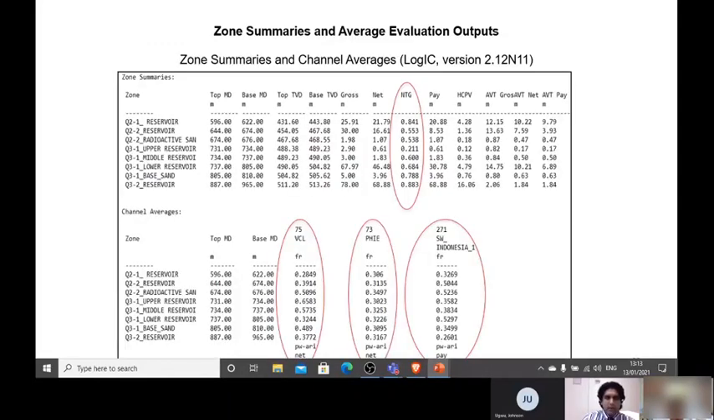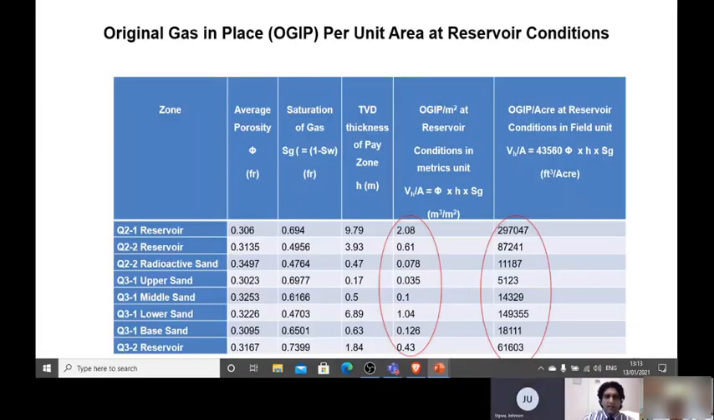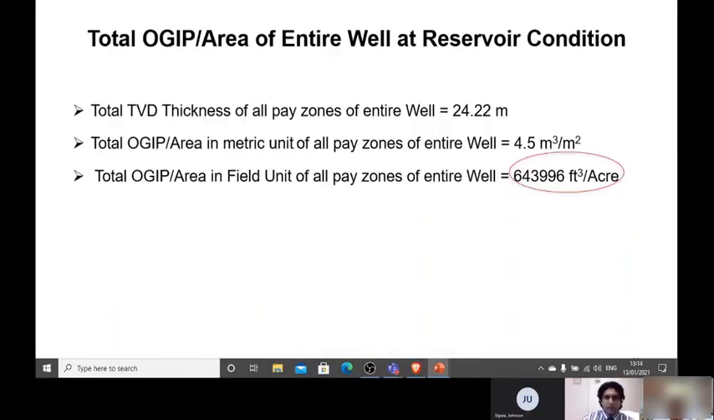Results. Following are the average evaluation outputs of net to gross ratio, volume of clay, effective porosity, and saturation of water per each zone as given in the figure below. Then the average original gas in place per unit area in metric and field unit system per each zone are determined from the average evaluation outputs that were generated from software. The total original gas in place of entire well at reservoir condition in field unit is 643,996 cubic feet per acre.